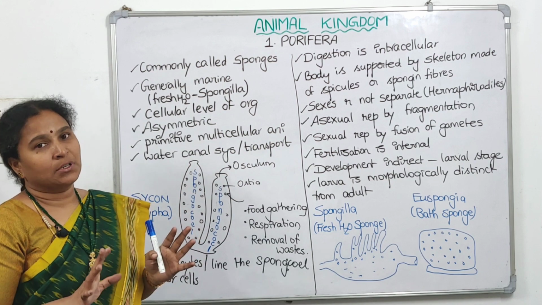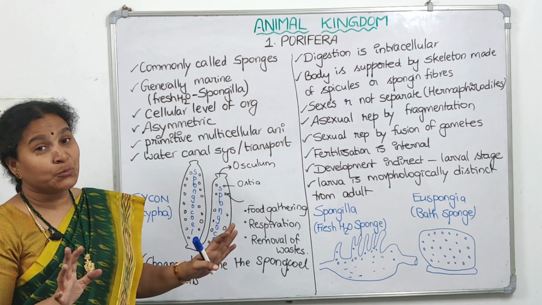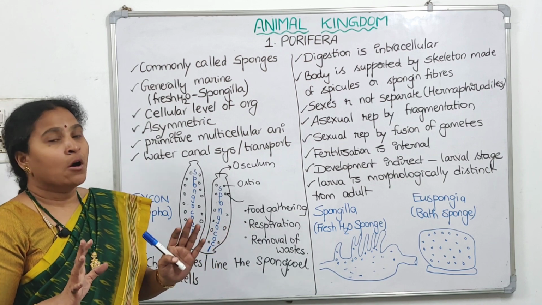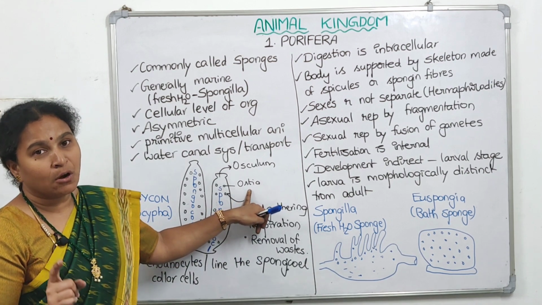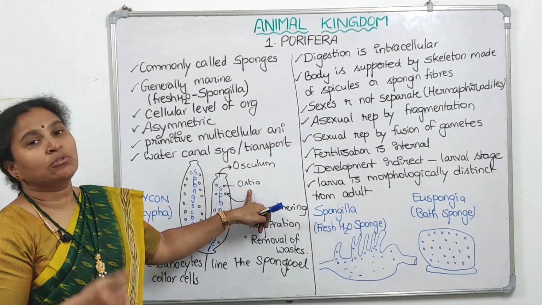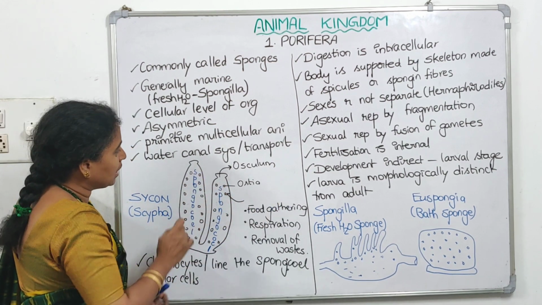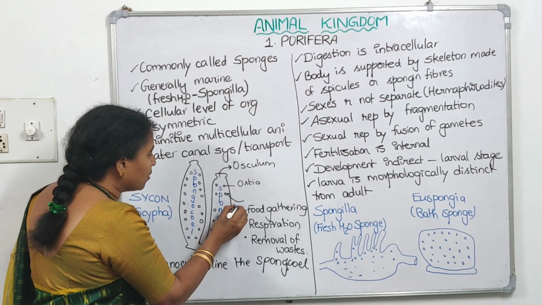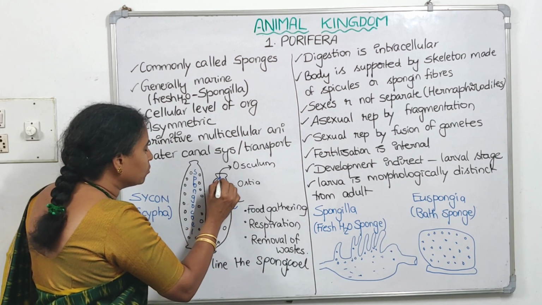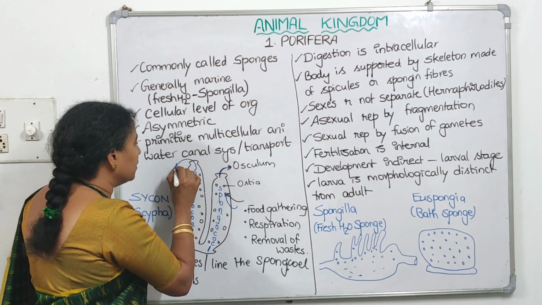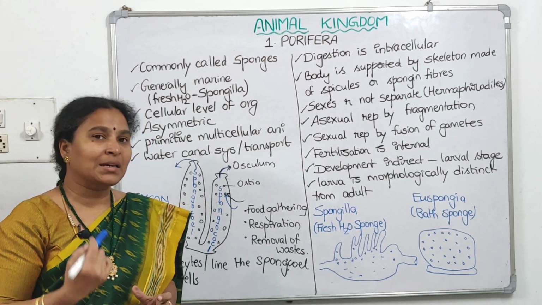And they are in water, right? So the body is like this. They have a special system which is called water transport system or water canal system. All throughout the body, they have minute openings. These minute openings are called ostia. Water enters through the ostia into the internal cavity. This internal cavity is called spongocoel. Water enters through the ostia into the spongocoel, and the water comes out through the common opening called osculum.